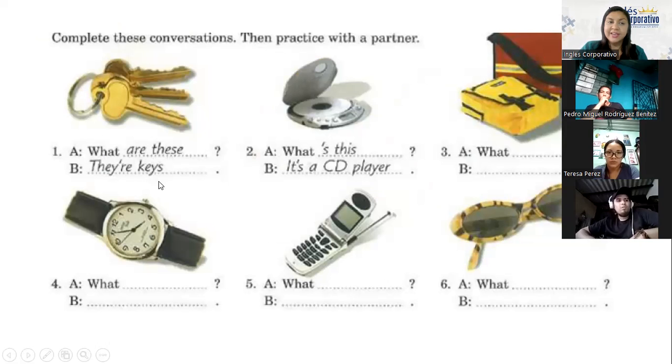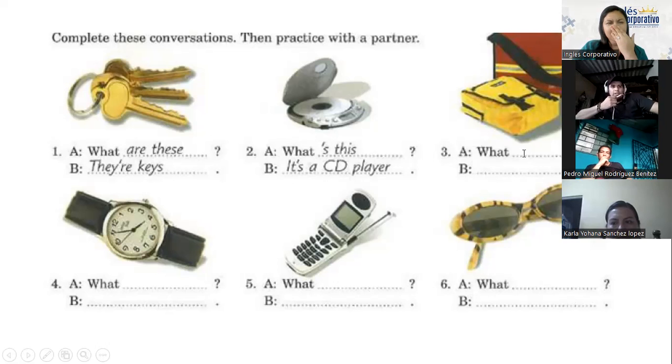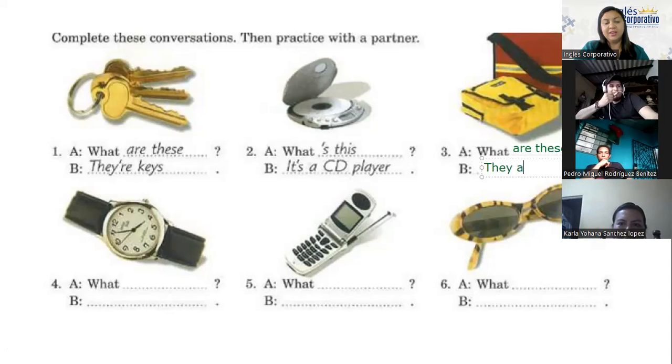What are these? They are keys. Because we have 1, 2, 3 keys. What's this? It's only one. It's a CD player. Okay. So what is the correct form in number 3? What are these? What are these? Yes. What are these? And the answer? They are bad.